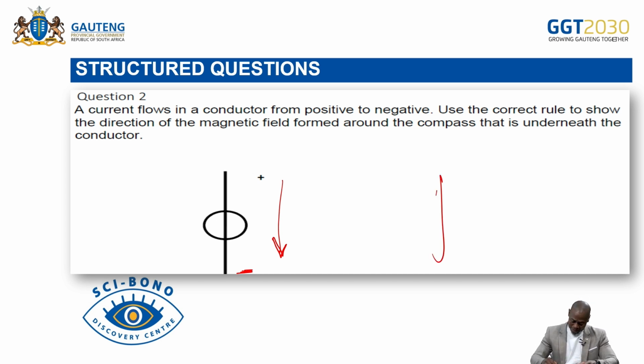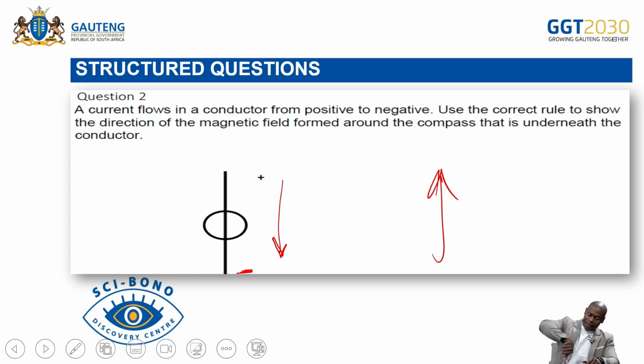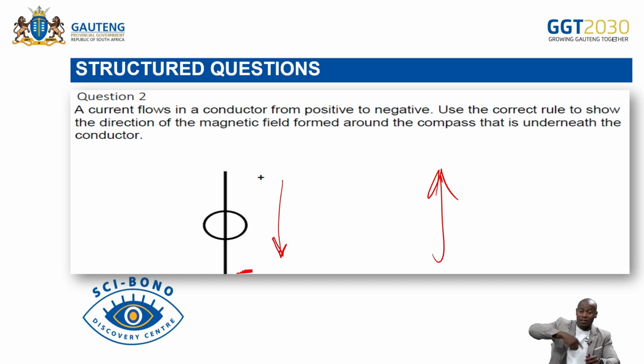So if it was like this, that is going to be out of the page. So into the page using the right hand. So it's into the page, and then look at my curl fingers. The curl fingers are pointing in a clockwise direction. So it's going to be clockwise direction.